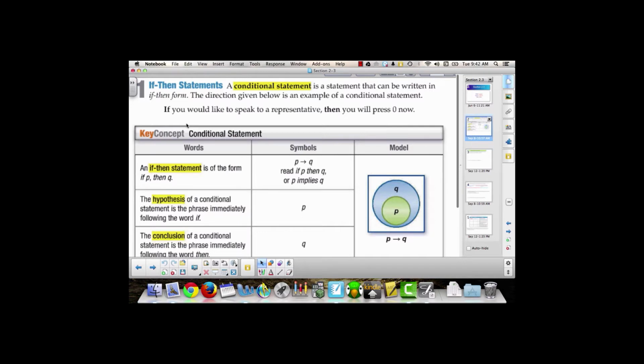The hypothesis is usually represented by the letter P. The conclusion is usually represented by the letter Q. In symbol form, we write a conditional statement as P arrow Q, which reads, if P, then Q.